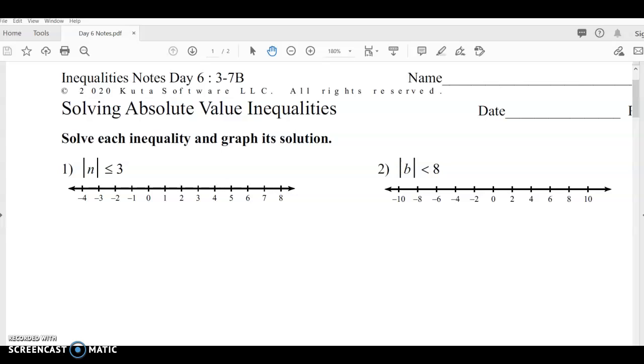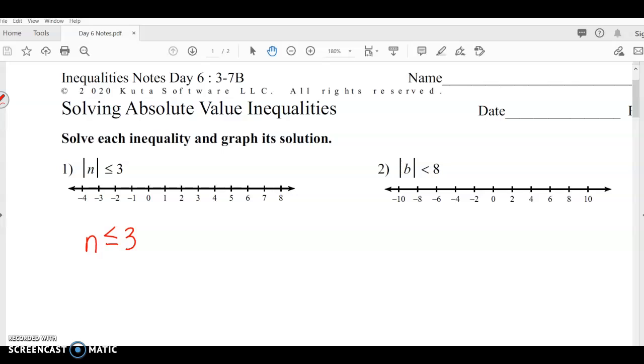All right, chapter 3, day 6, still on inequalities. We are going to take those absolute value equations we were doing yesterday and now look at the inequalities. So we have |n| is less than or equal to 3. So the absolute value alone, you'd solve it like it is: n is less than or equal to 3.